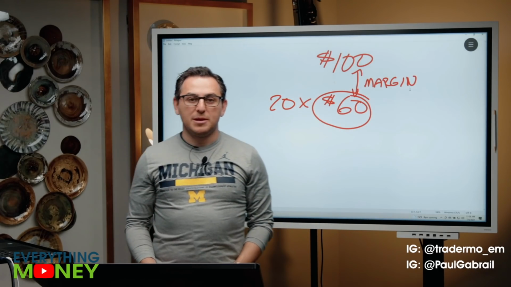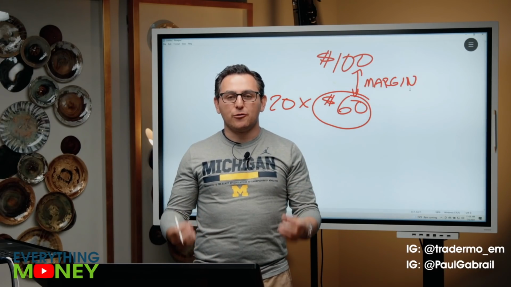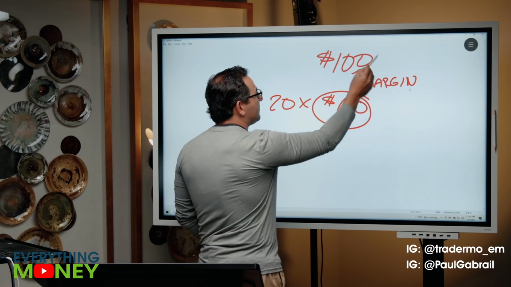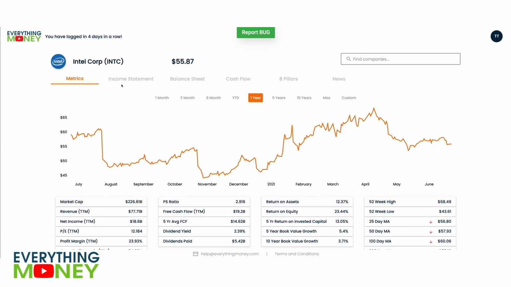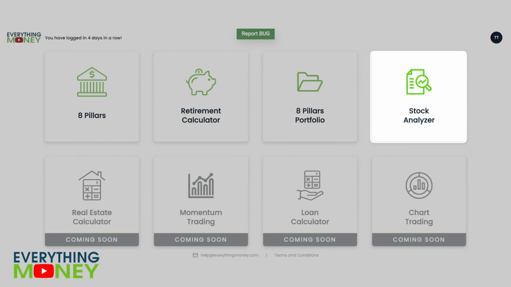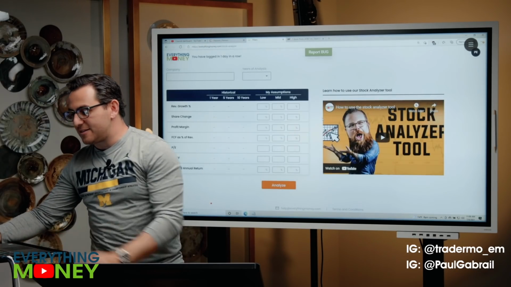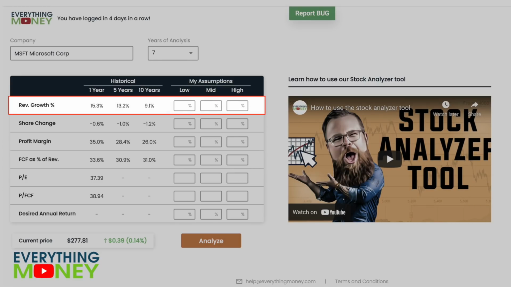So the next comment we get from people is, Paul doesn't care about growth. I absolutely care about growth. The whole point of intrinsic value factors in growth. In fact, if you want to join our software, you will get our stock analyzer tool. And the very first line of the stock analyzer tool is, what are your revenue growth projections?